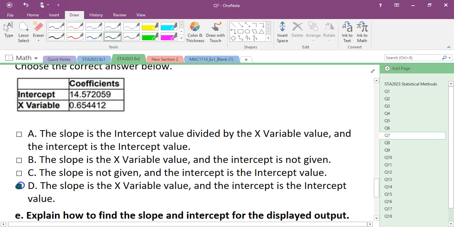Yeah. This x variable is kind of the word slope in disguise. Definitely. And the intercept has to be the intercept value. So that's why you can throw out a couple of the extra beginning ones.